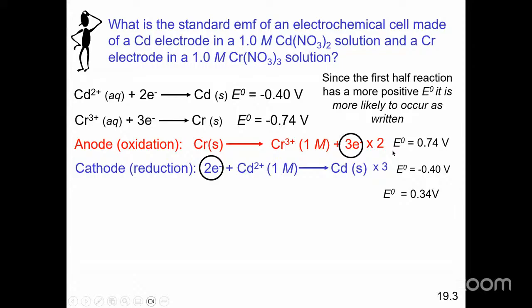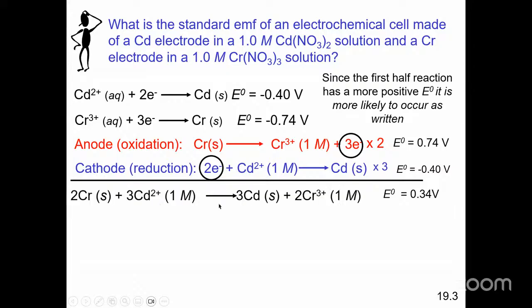So when you multiply this by 2, you're going to get 2 times this plus 3 times this, and you add them together, and this would be the net equation right here. And then to get the net EMF value, you simply add these two numbers together and you're going to get 0.34 volts, right? And that would be the answer. That would be the standard EMF of the cell created by these two half cells, right?